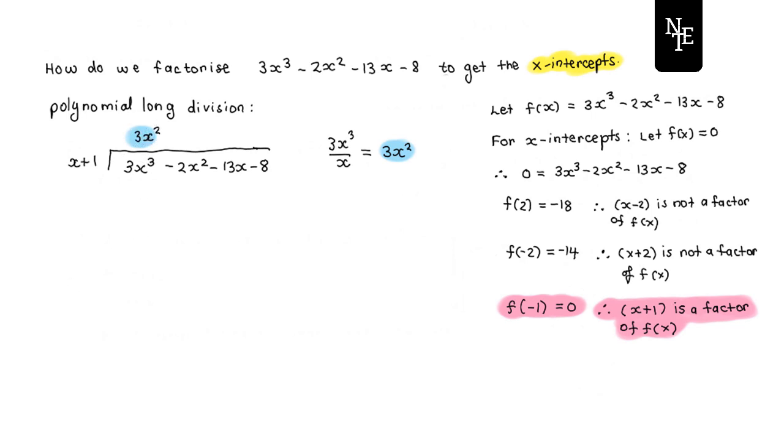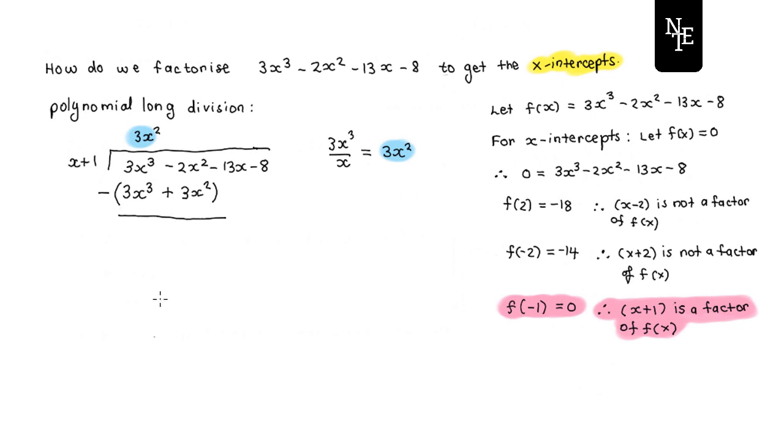Then that answer you need to multiply with both the terms of your first factor. So 3x squared times x is going to be 3x cubed, and then a positive times a positive is a positive, and then 3x squared times 1 is just 3x squared. Once you're done with that, you need to put this into brackets, and now you're going to subtract this result from your original function. So you're going to draw a line.